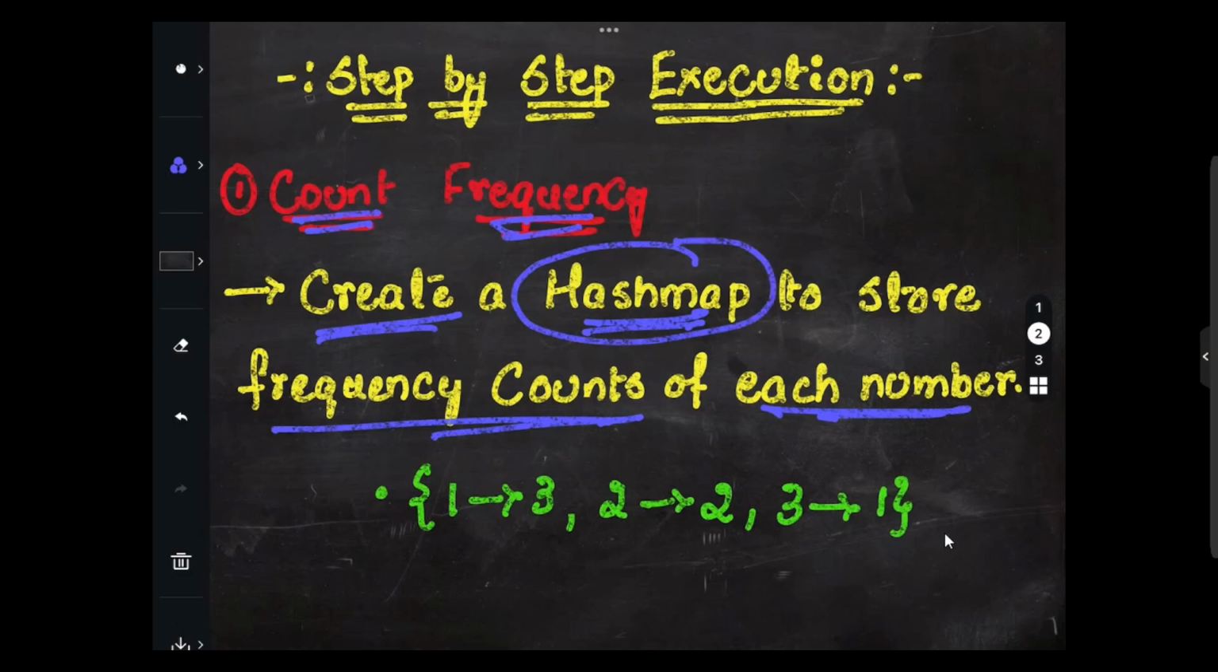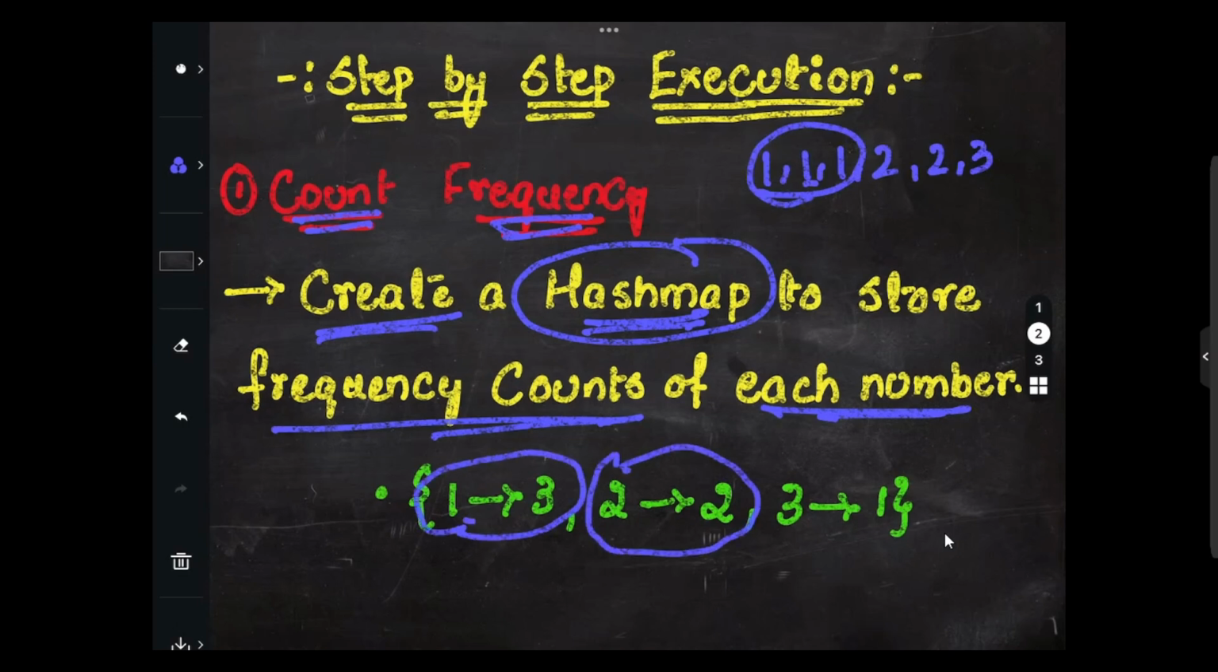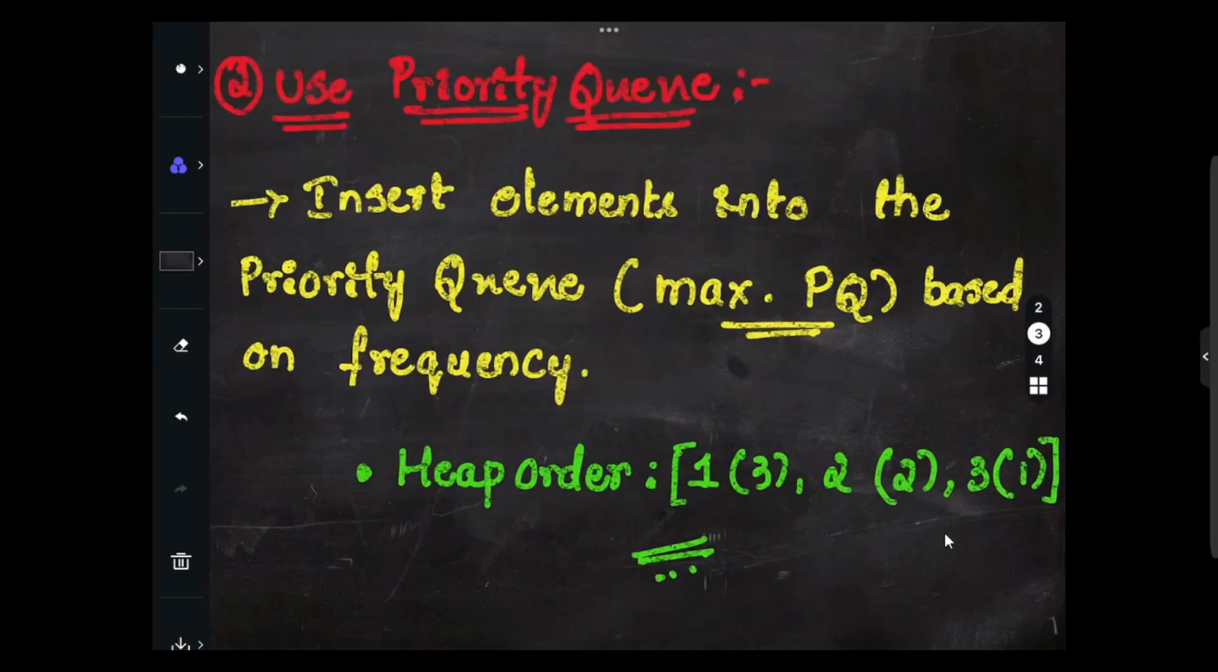So we have the array 1 1 1 2 2 and 3. In this case 1 is repeated thrice, 2 is repeated twice, and 3 is repeated once. We will store this in the hash map. This is fine, easy to understand. Let's move on with the second step here. We will be making use of the priority queue.